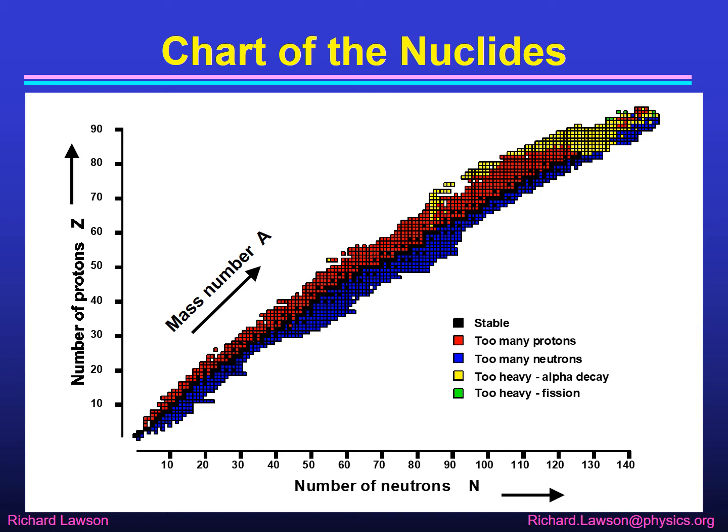The red squares above the line of stability are the ones that are not stable because they've got too many protons, and the ones below the line of stability in blue here are not stable because they've got too many neutrons. There are some at the top here shown in yellow and green which are not stable just because they're too heavy. I'll talk about those in a moment. As far as radioactivity is concerned, the black squares, the stable ones, aren't of interest. It's the radioactive ones that are of interest because we can detect the radiation that they give off.